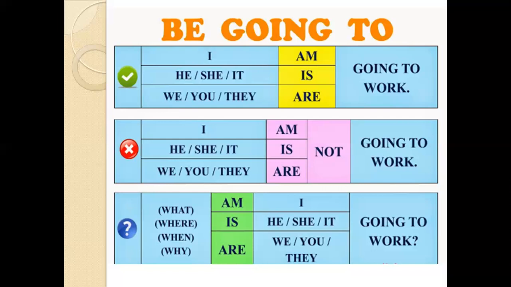If you would like to express negative meaning, you will use not after the auxiliary verb to be, after the forms am, is, or are. If you ask a question in an interrogative sentence, we can use at the first place an interrogative pronoun, what, where, when, why, then the necessary form of the verb to be, subject, going to, and infinitive.